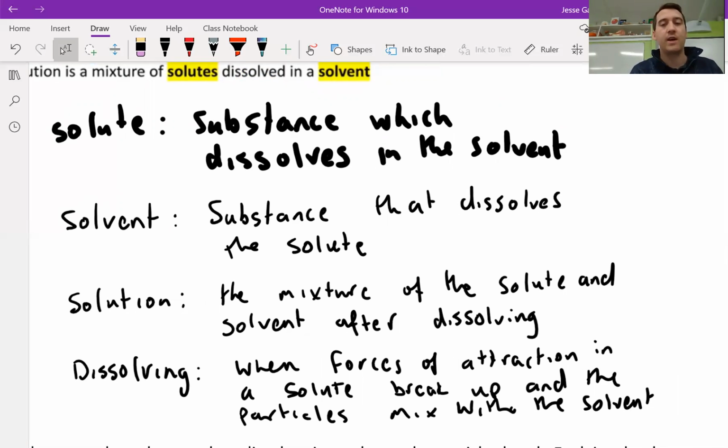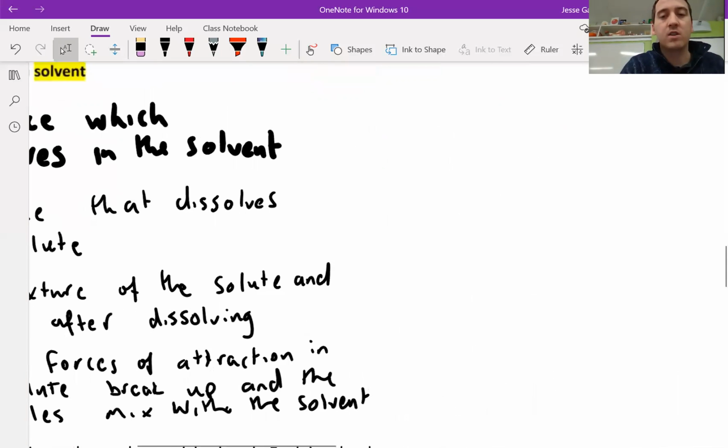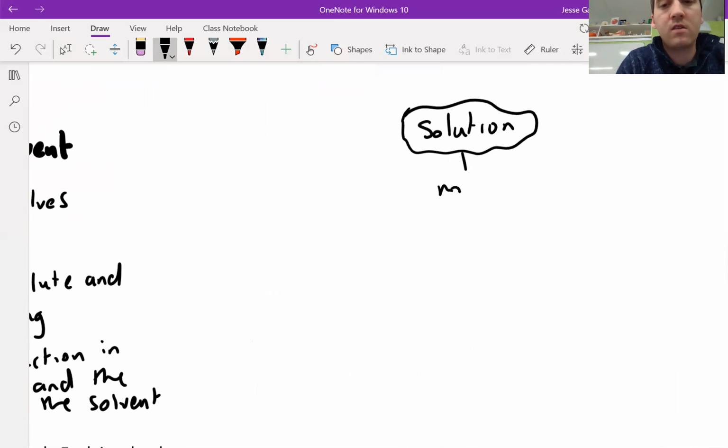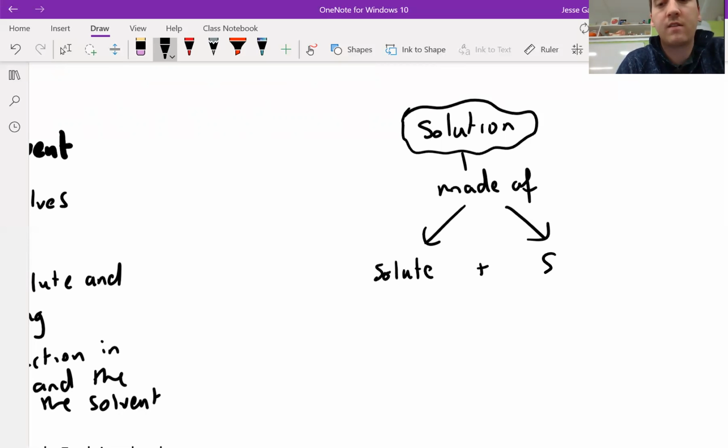Okay, so if we were summarizing, to summarize solution, what is it made of? On 3, I want you to pause the video and write in what are the 2 things the solution is made of. You should only be watching the video if you pause and try to complete this little summary diagram. So the solution is made of the solute plus the solvent.